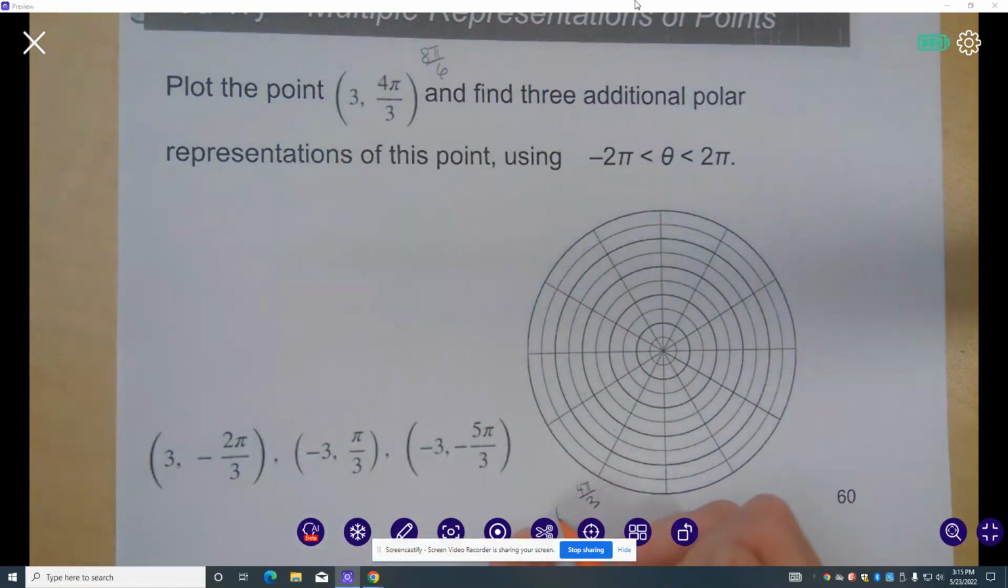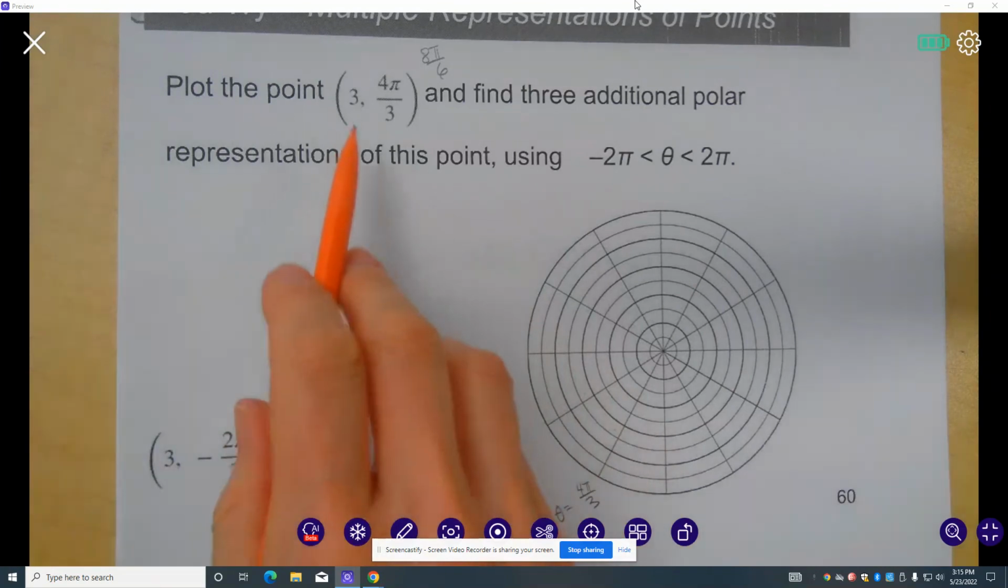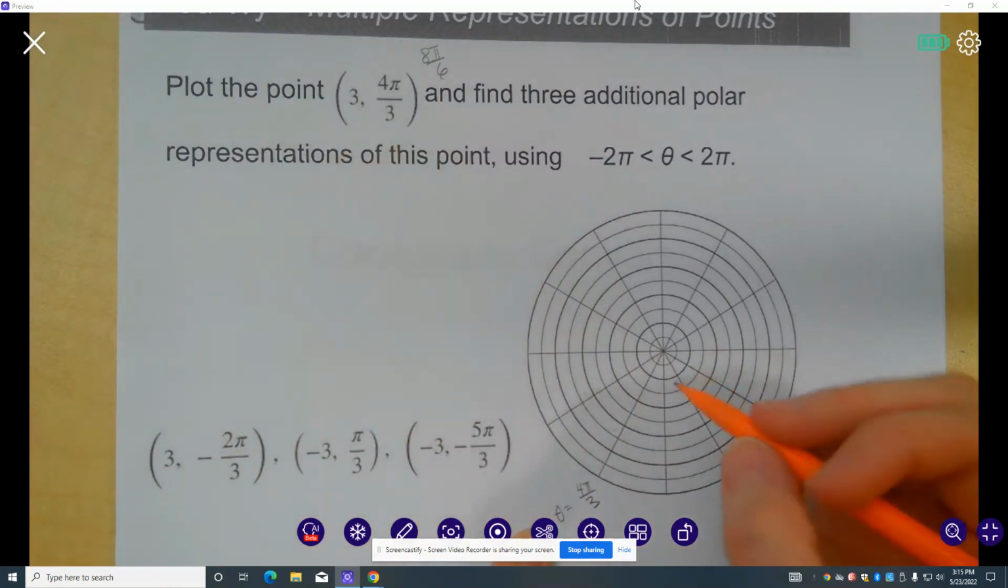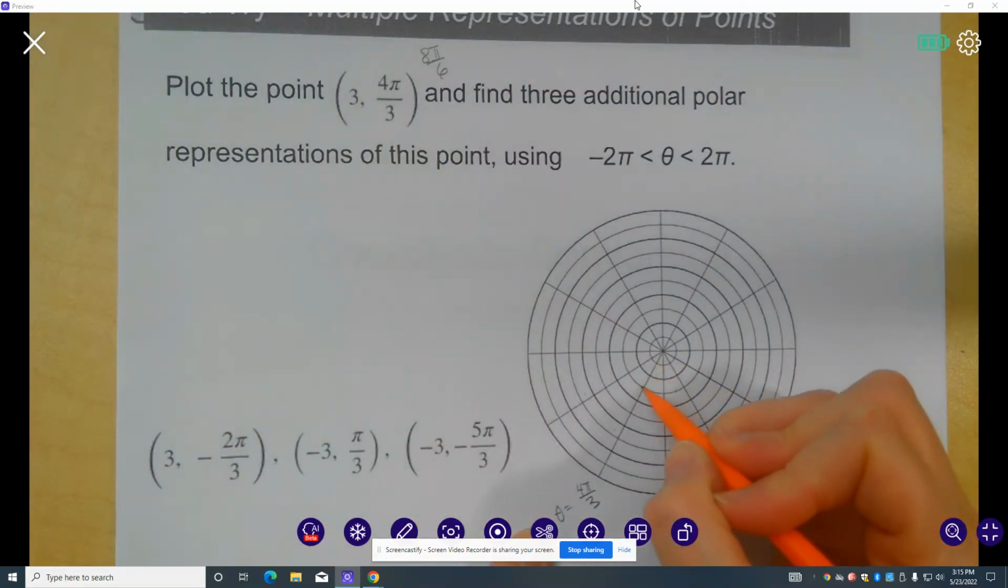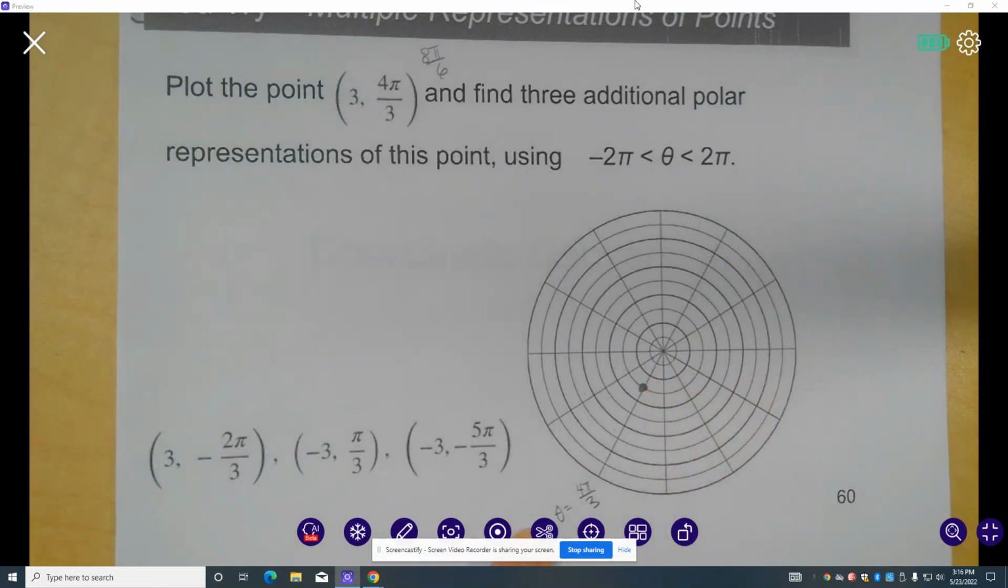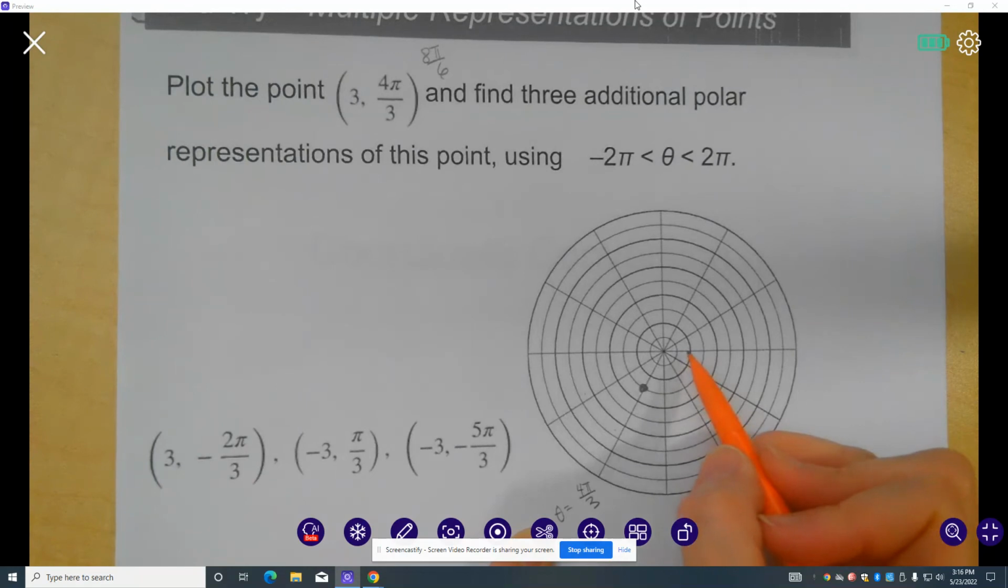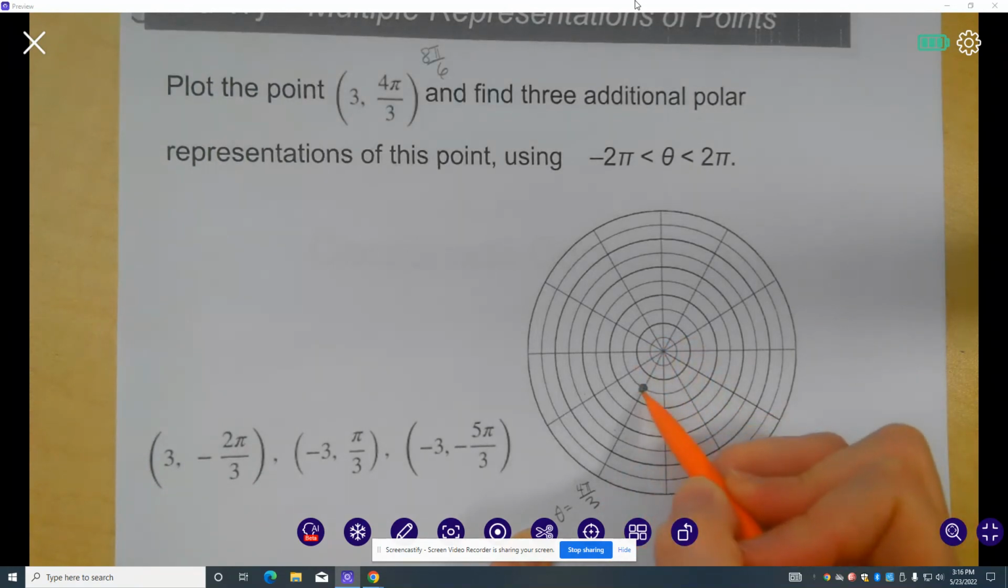So that is where theta equals 4 pi over 3. And I want to put my point at radius 3. 1, 2, 3. So here's my coordinate point. Now I want to represent that 3 different ways. Well, I know 4 pi over 3 was a positive angle. So the first way I can represent it is with a negative angle.